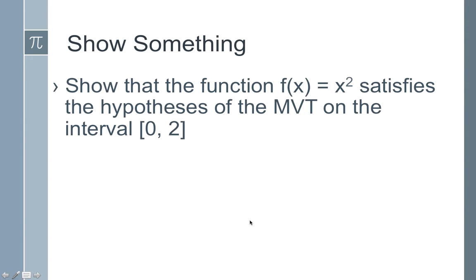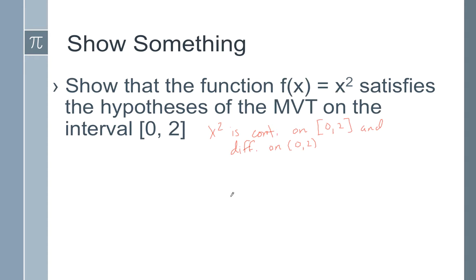So we can look at this. We want to show that the function x squared satisfies the hypotheses of the mean value theorem on the interval from 0 to 2. If you were to say something about this, you would actually have to verify the first pieces. You would have to say x squared is continuous on 0 to 2, and it's differentiable on the interval from 0 to 2. That sets up the beginning of the theorem.